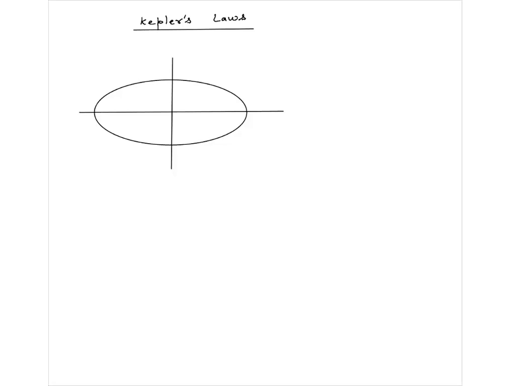If this is the x-axis and this is the y-axis, then x square by a square plus y square by b square equals 1, where this distance is a and that distance is b, is called the equation of an ellipse.